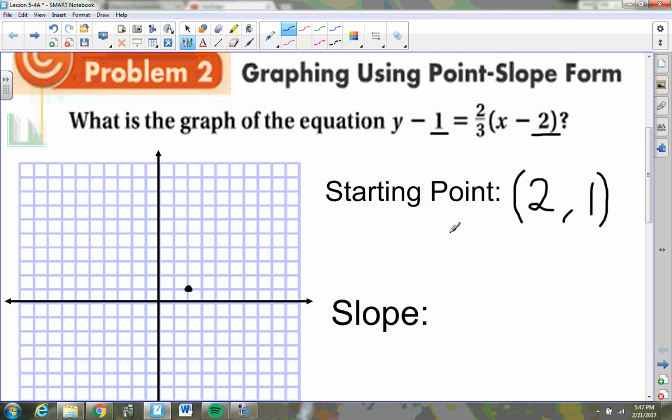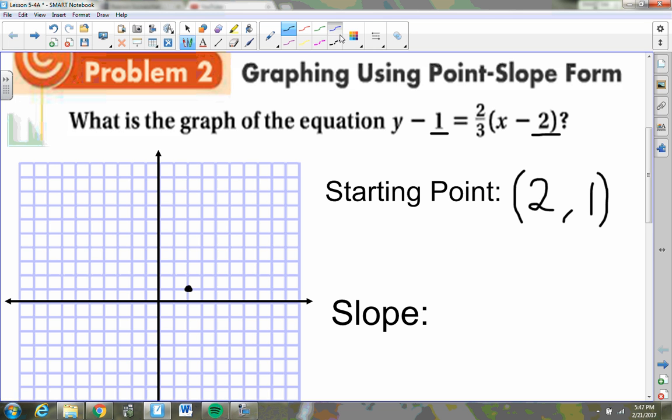Just as a quick side note, if it were to say y plus something or x plus something, that would just make whatever your starting point value is negative. So if it's a plus, your starting value is negative. In this case, it's not a plus, it's a minus, so my starting value is a positive number.